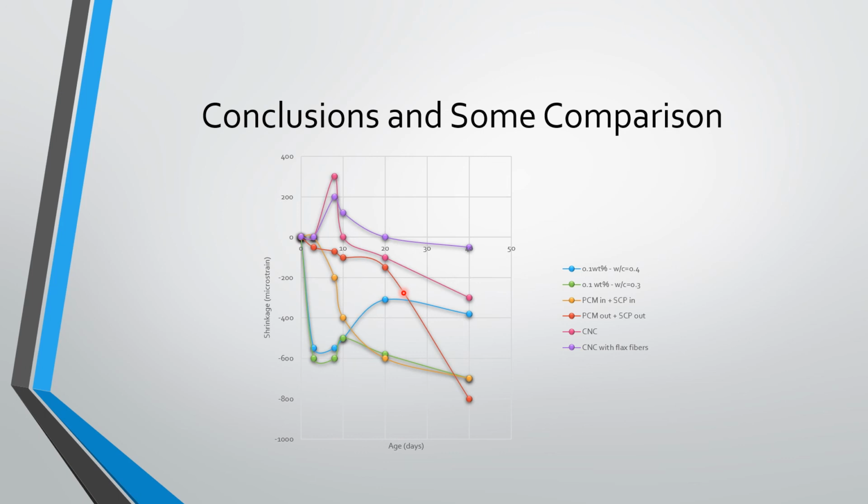The drying shrinkage test revealed that shrinkage decreased in all specimens where CNCs were used. The shrinkage strain associated with the incorporation of flax fibers was lower than with just CNC. And finally, the curve shows that applying CNCs has a better performance than CNT or PCM and SCP.